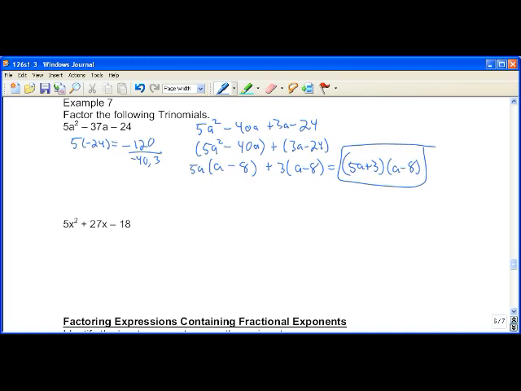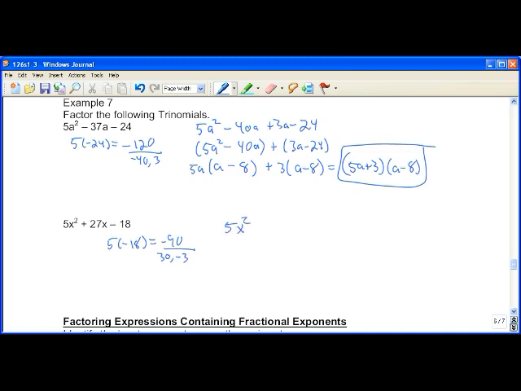Okay, for the next one, we have 5x squared plus 27x minus 18. Do 5 times negative 18 is negative 90. So what are some factors of negative 90 that add to be 27? Is that 3 and 30? So how about 30 and negative 3?